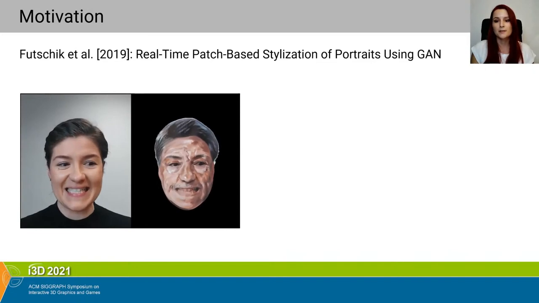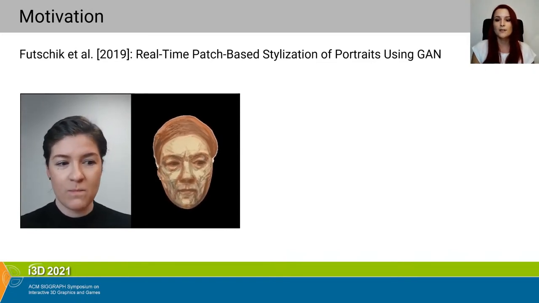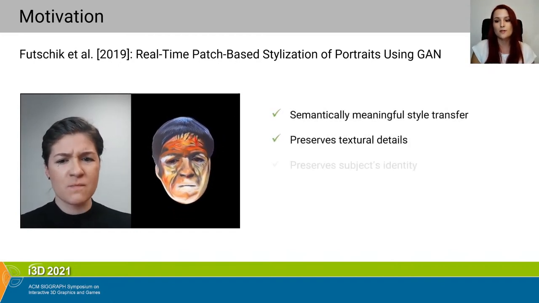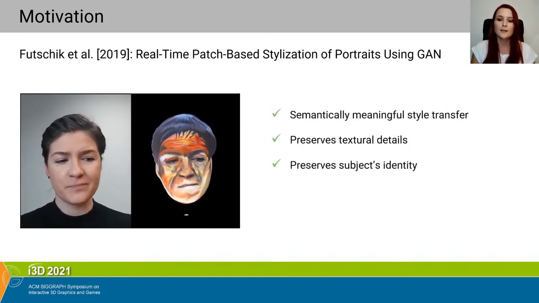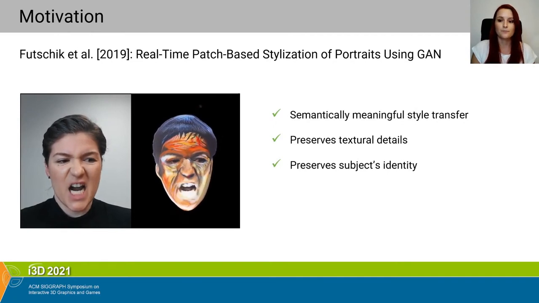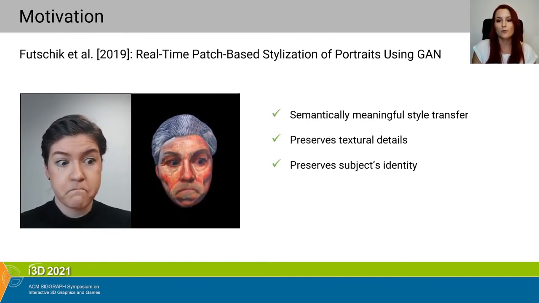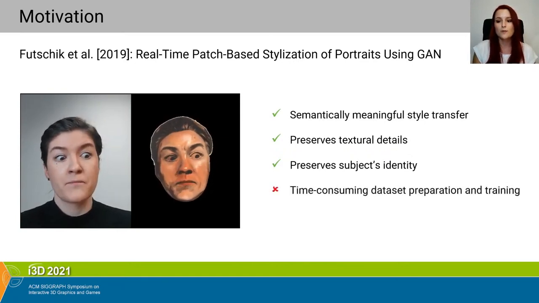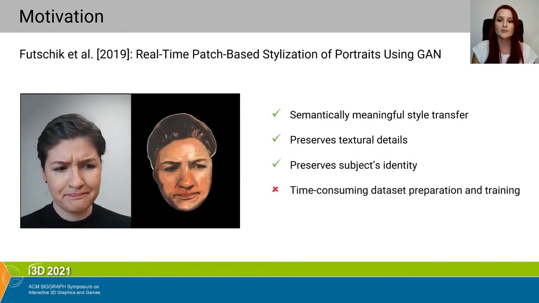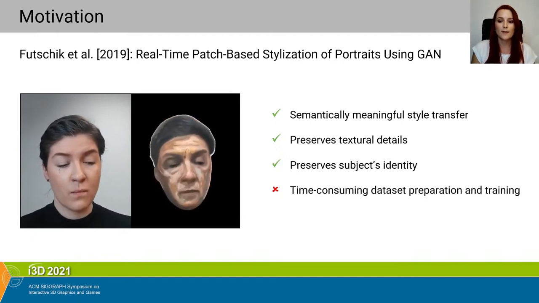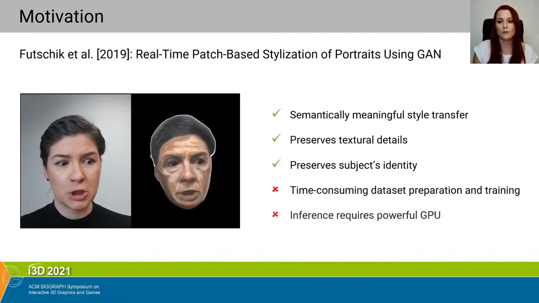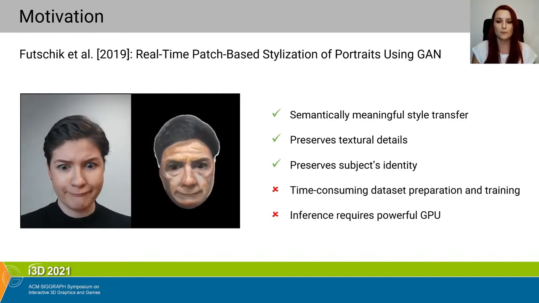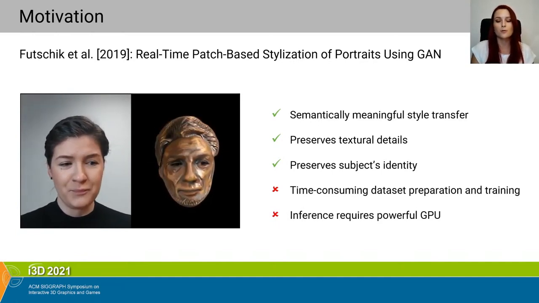In 2019, Futschik et al. presented a learning-based style transfer algorithm capable to reproduce the output of Fisher et al.'s patch-based method in high quality and in real time. However, there are several drawbacks. For each new style, there are time-consuming steps in dataset preparation and training the network, which takes several days. Moreover, the inference requires a powerful desktop GPU, so real-time performance cannot be achieved on CPU or a mobile device.